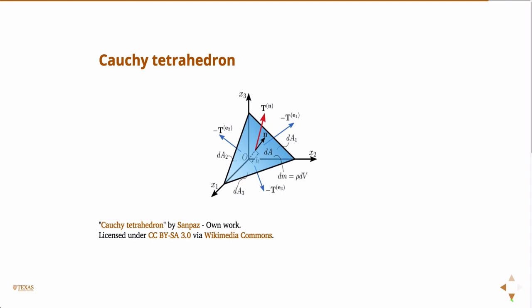Okay, so n is a unit vector that has components n1, n2, n3. And what they are, they're the cosine of the angle defined between n and the x1 axis.